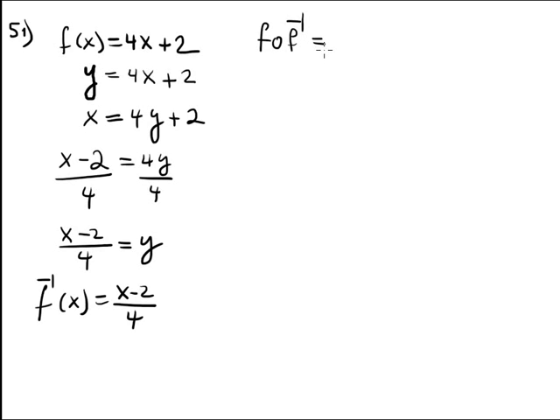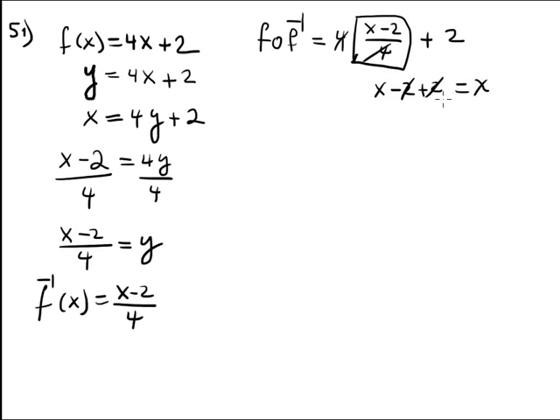The composition is, for example, in this case, it is inside that. It's 4 times the box plus 2, where the box is (x minus 2) over 4. Cancel out the 4. x minus 2 plus 2 cancels out, and the answer is x.